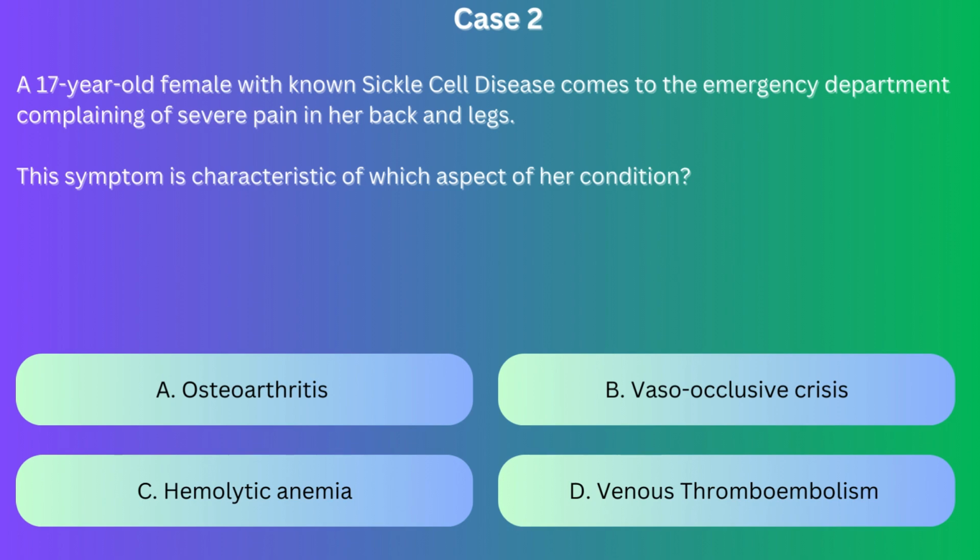Correct answer. B. The severe pain in her back and legs is indicative of a vaso-occlusive crisis, a hallmark of sickle cell disease. In this crisis, sickle-shaped red blood cells obstruct capillaries and restrict blood flow, leading to tissue ischemia and infarction. This ischemia is the primary cause of the acute pain episodes seen in sickle cell disease. The pain can be localized to any body region, but is commonly observed in bones due to the bone marrow's high blood flow and susceptibility to sickling under hypoxic conditions.